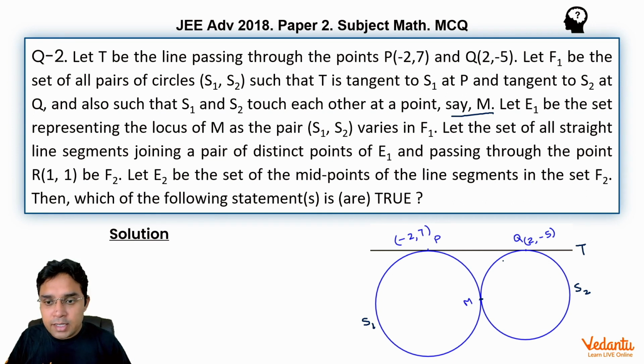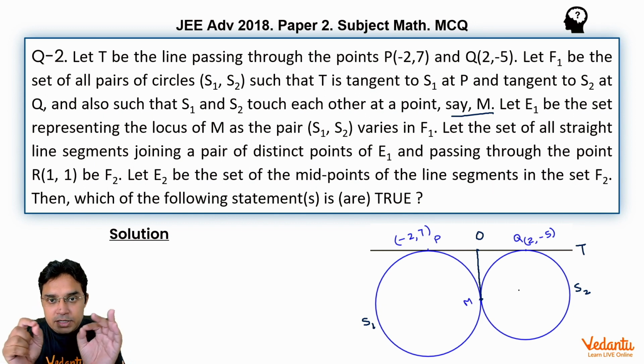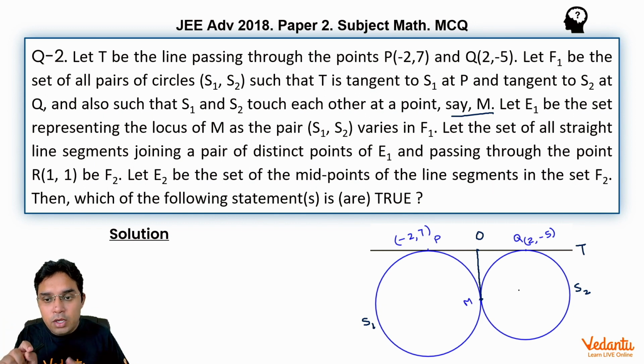Now to understand this, let me draw a common tangent at M to both the circles S1 and S2, and let us assume it meets this tangent T at point O. Now because these circles are touching each other externally, this OM has to be the radical axis. So the length of the tangent from O to both the circles should be equal.